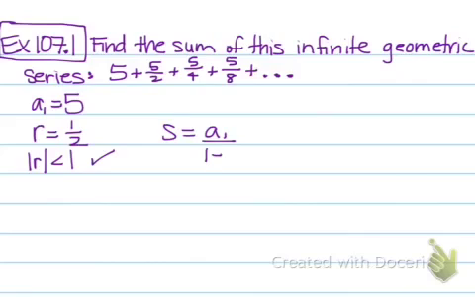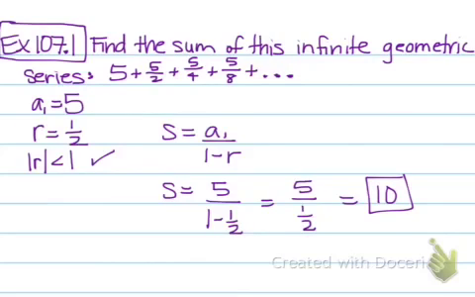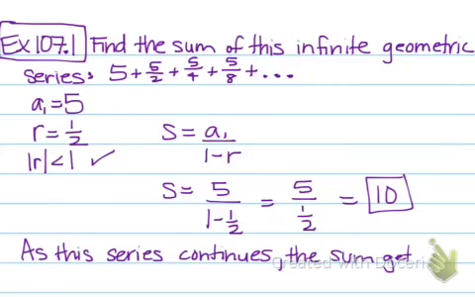So we can use our formula, s equals a sub 1 over 1 minus r. So s equals 5 over 1 minus 1 half. S is equal to 5 over 1 half, which is equal to 10. So we know that if we add this series together and we go on forever and ever, that this series is going to approach 10. It gets closer and closer to 10 as the series goes on.